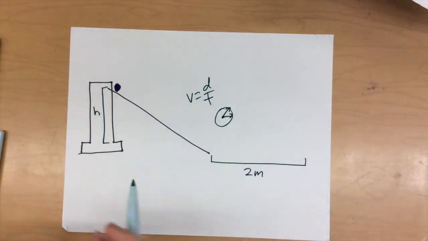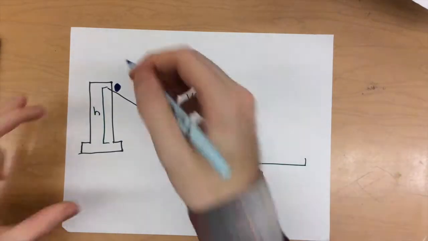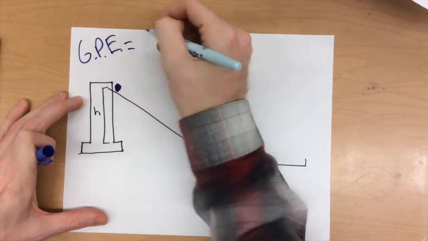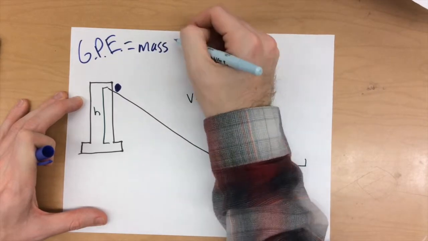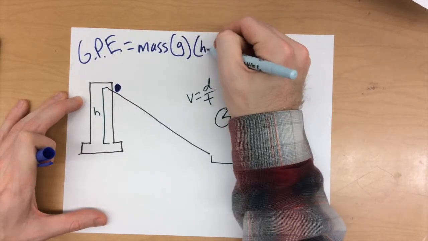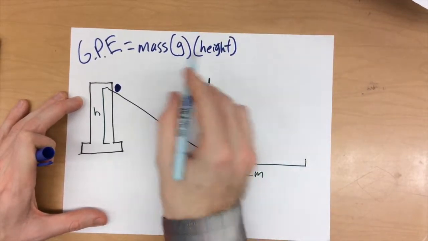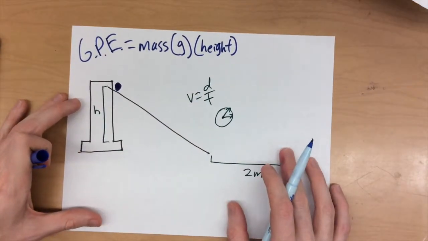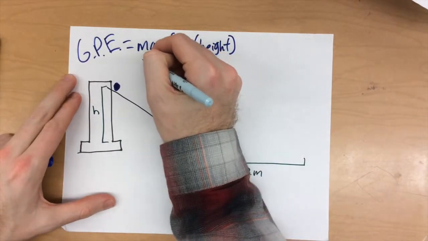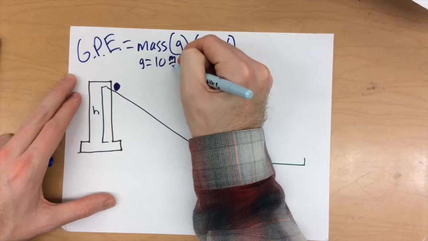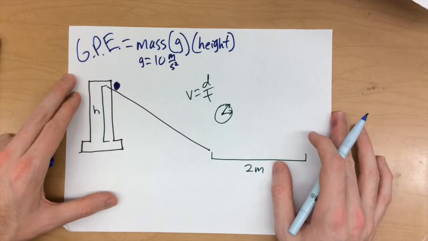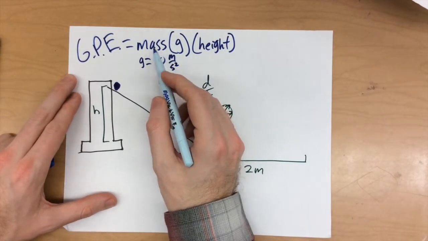So let's talk about what the energies are going on here. We're starting with gravitational potential energy, which is based on 3 factors. It's based on the mass of the object, it's based on the g, the acceleration due to gravity, and it's based on the height. All 3 of those things multiplied together are going to give us our gravitational potential energy, and that's measured in joules. So g is 10 meters per second squared everywhere here on Earth. If you want to get a different acceleration due to gravity, you'll need to go to the moon or to Mars.